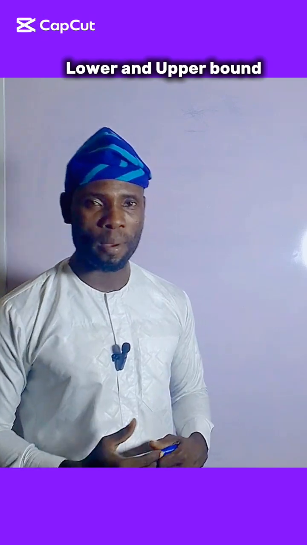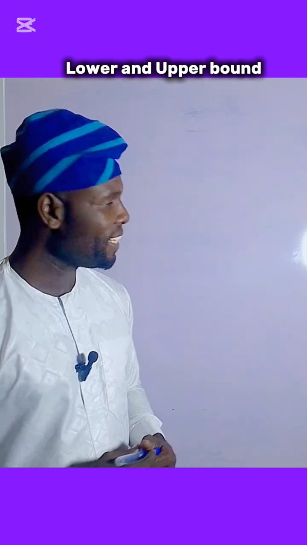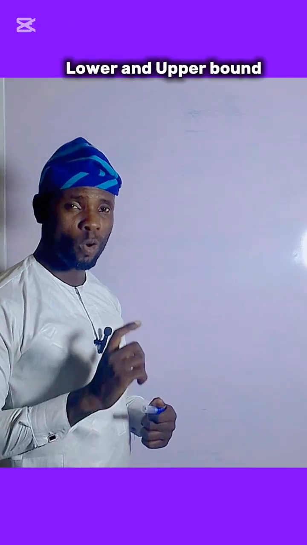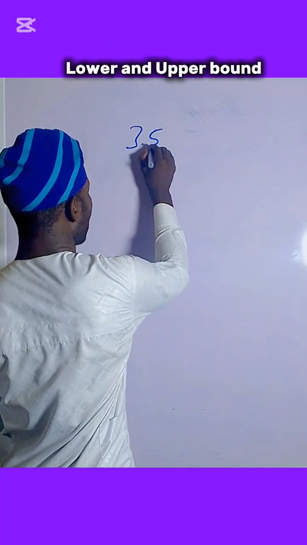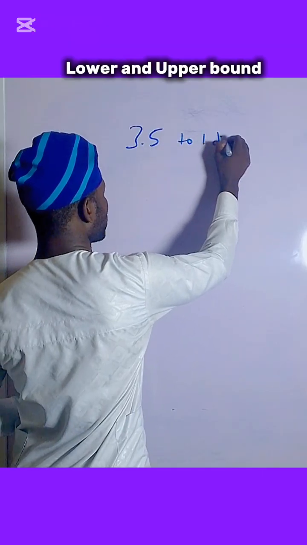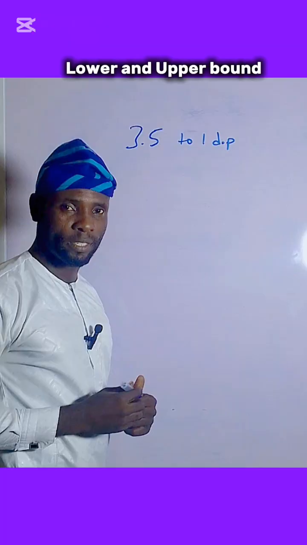Lower bound and upper bound of a decimal. Let me quickly give you the idea. Let's say a number is rounded to one decimal place and we have 3.5. The number is rounded to one decimal place. What we have is 3.5.